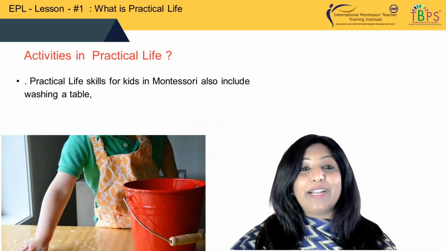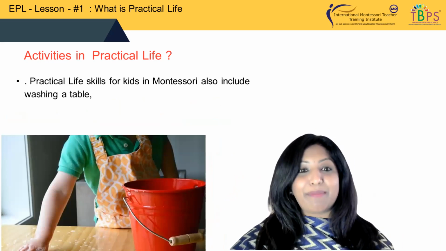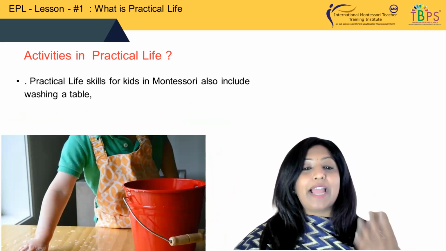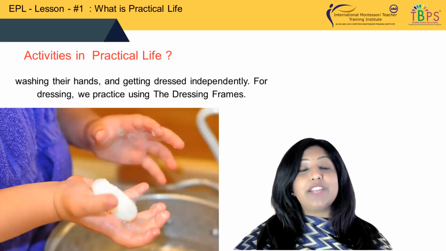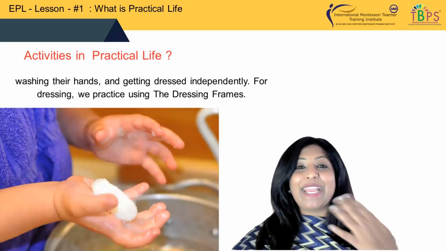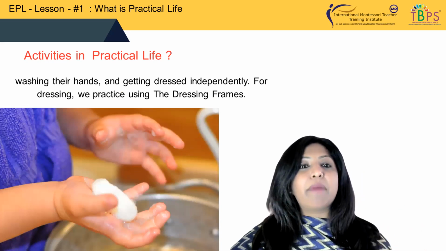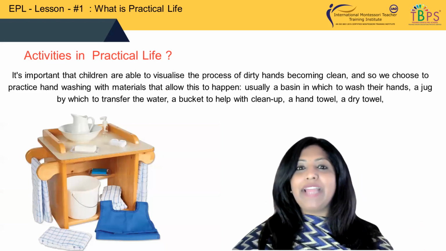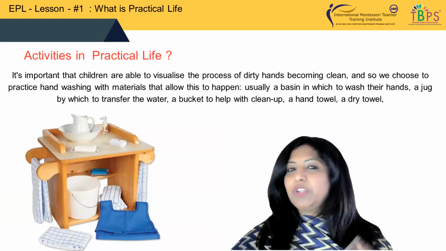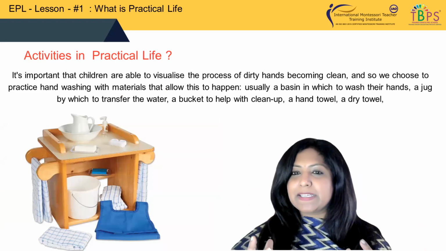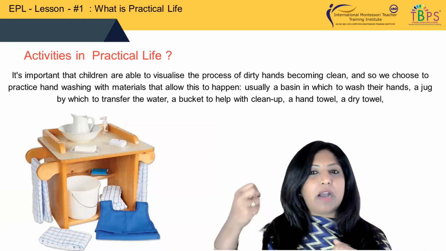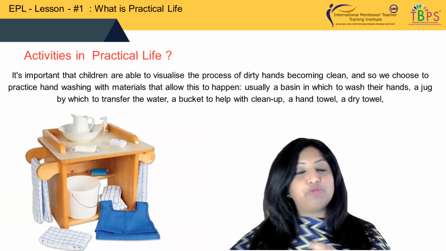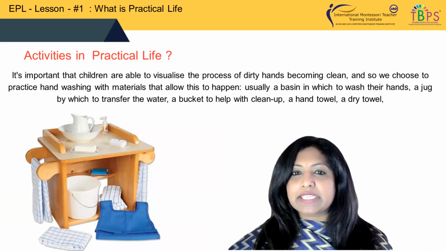We can also include exercises like a washing table. This will also help them to work on taking care of the environment. We can also ask children to be more independent by taking care of themselves. So we begin by washing hands. So I can set up a washing table, which basically needs a wash basin for a child to wash their hands. We need a mug or a jug to transfer the water from the bucket, right?